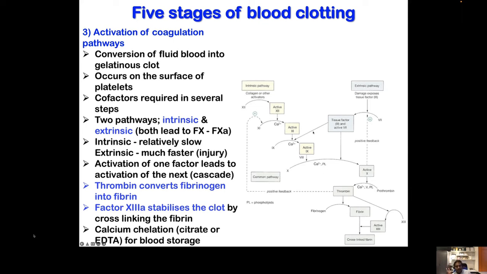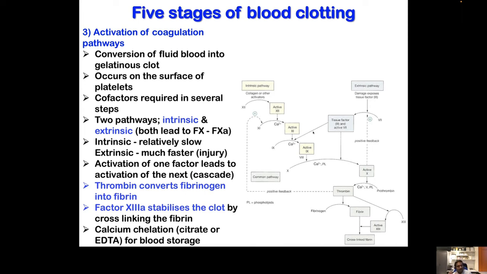So there are two pathways, intrinsic and extrinsic. The intrinsic pathway is the slow pathway. The extrinsic pathway is the much faster pathway. The intrinsic pathway starts with factor 12. The extrinsic pathway starts with factor 7, activated mainly by tissue factor. And the common pathway for both of them is the conversion of factor 10 into active form of factor 10. So try to remember that.